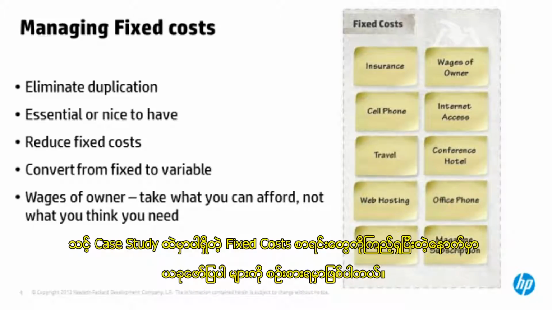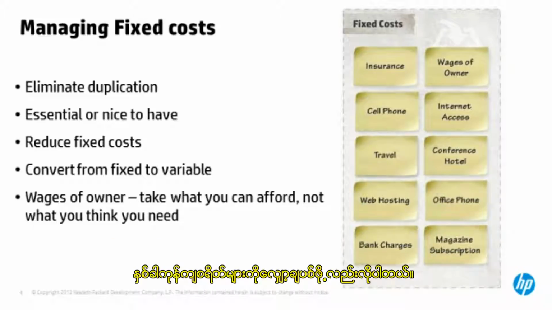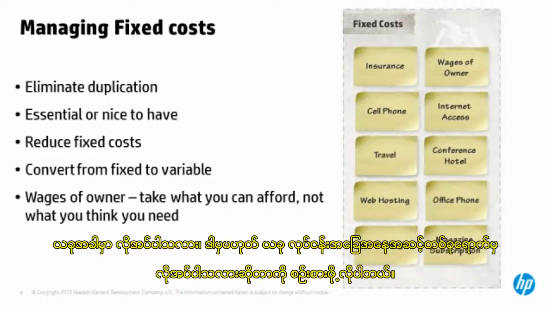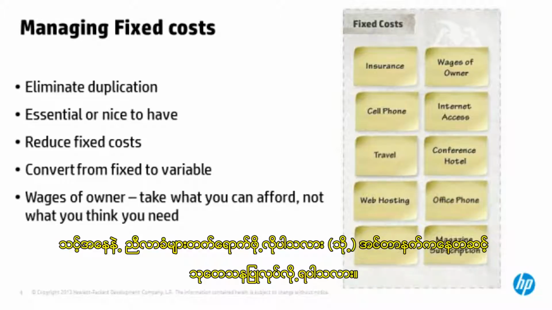Looking at the list of fixed costs in your case study, the following must be considered. Eliminate duplication of cost. Do you really need a cell phone and an office phone? Is the item essential or a nice to have at this stage of the business? Must you attend a conference or can you do your research online?